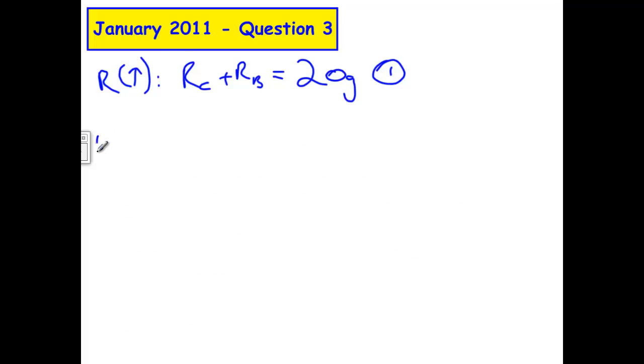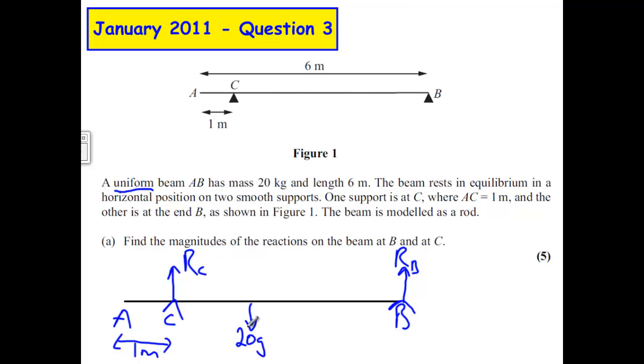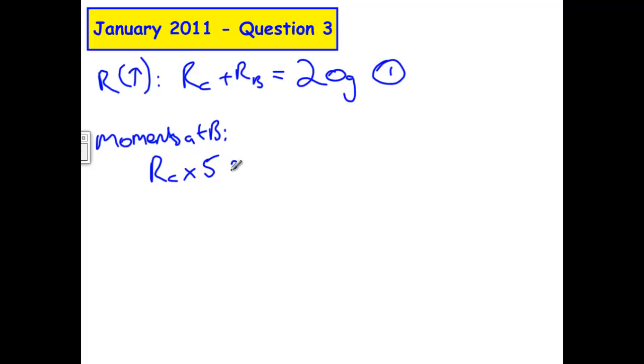So the moments, again, I'm going to make it clear to the examiner, the moments at B, I'm going to have in a clockwise direction, RC times 5 meters, and that is going to be equal to the moments acting in an anticlockwise direction, which is going to be 20G, and that is acting at a distance of 3 meters from B. So RC times 5 is 20G times 3.